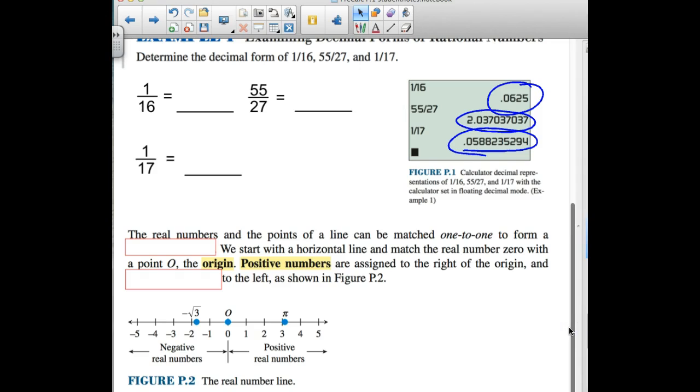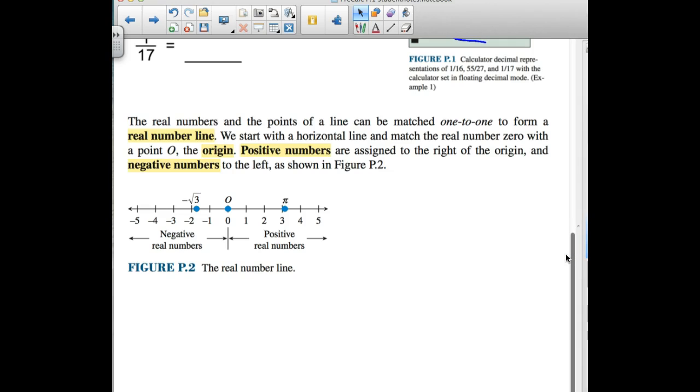All right, the real numbers and the points of a line can be matched 1-to-1 to form a real number line. We start with a horizontal line and we match the real number 0 with the point O for origin. All the positive numbers are assigned to the right of the origin and the negative ones to the left. You guys have been working with number lines quite a bit, I'm sure.